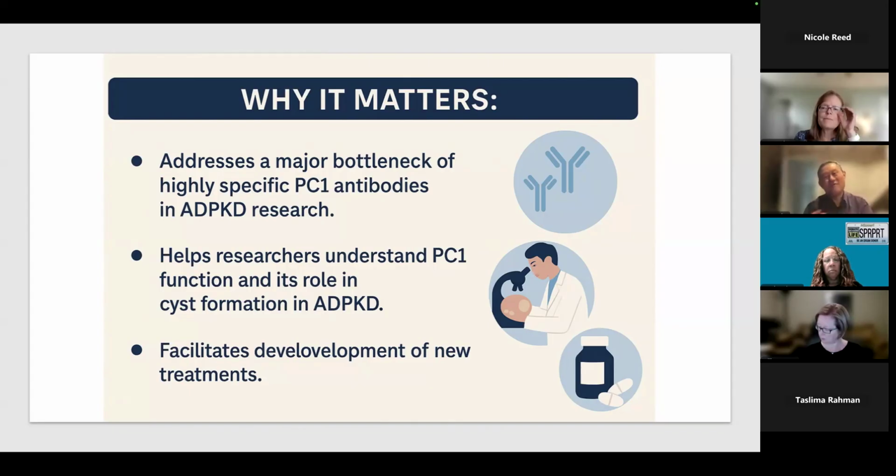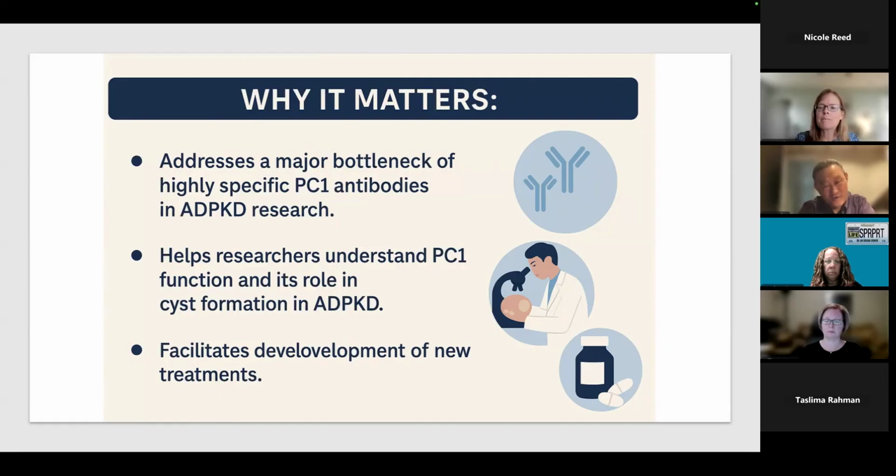You're never sure whether it is PKD1 or not. You see only bands, but there are many bands. Now I can tell this band is truly PKD1, nothing else. So this is a major achievement. It matters a lot because then you have a tool to study the PKD1 protein in ADPKD research. It helps researchers understand PKD1 function and its role in cyst formation in ADPKD. This is what this PKD antibody is for.